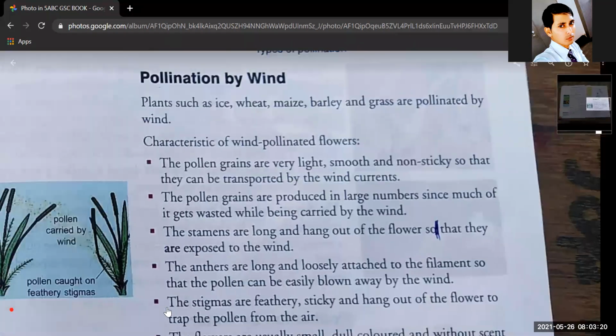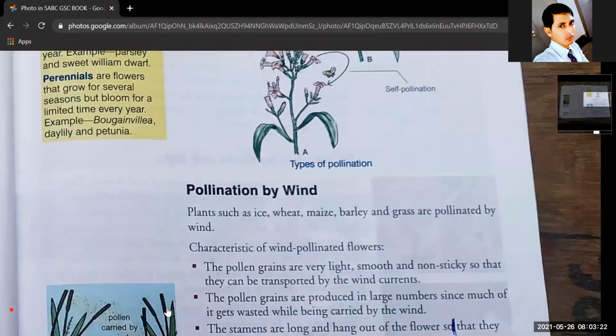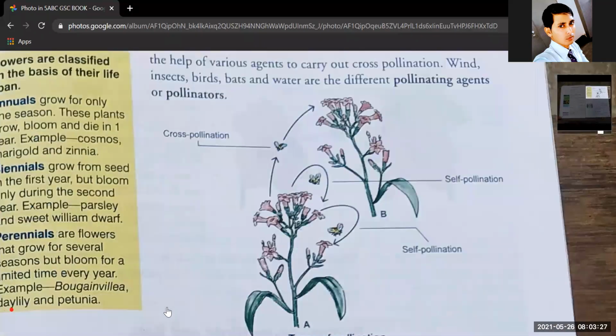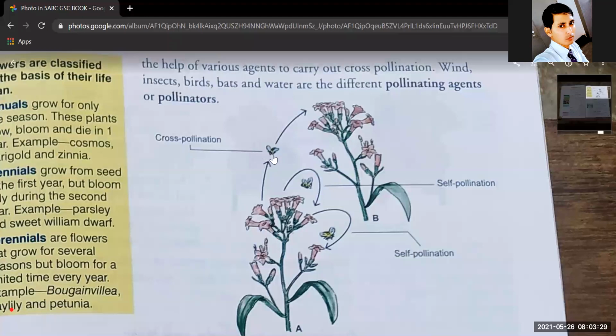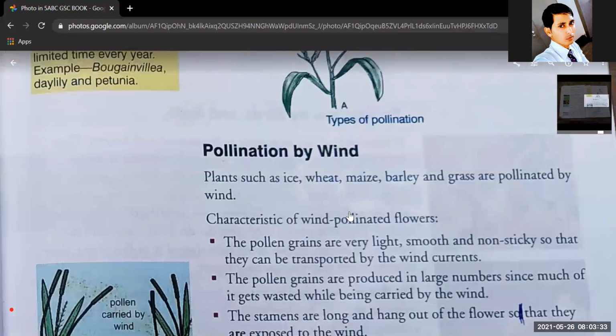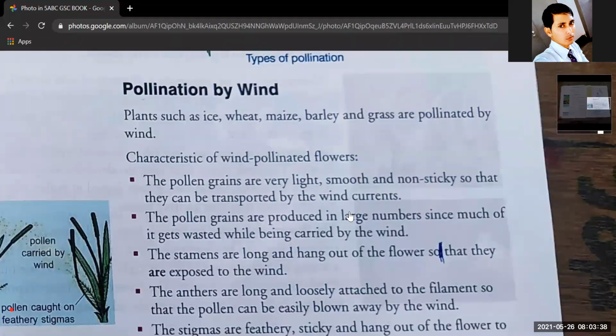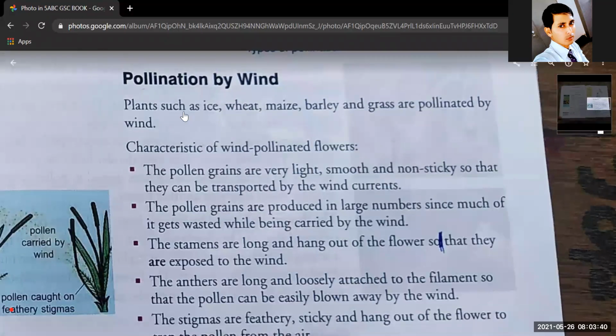Now we are going to study pollination by wind. Here in this picture, we have seen pollination by insects. This is pollination by insects, cross-pollination or self-pollination. Now we are going to study pollination by wind. How, with the help of wind, pollination happens. So let us understand here.